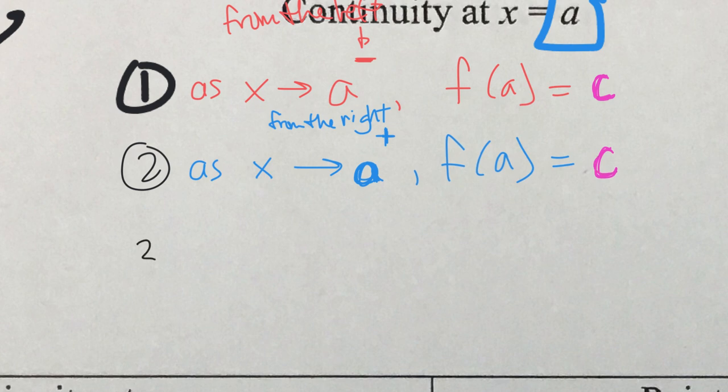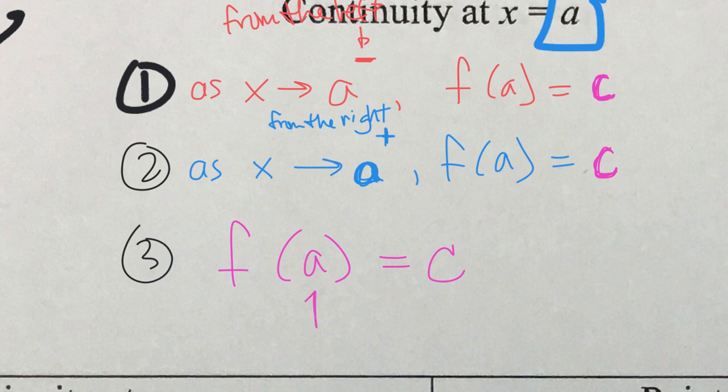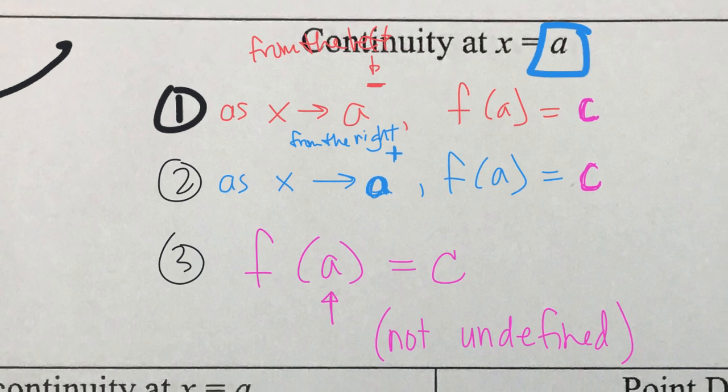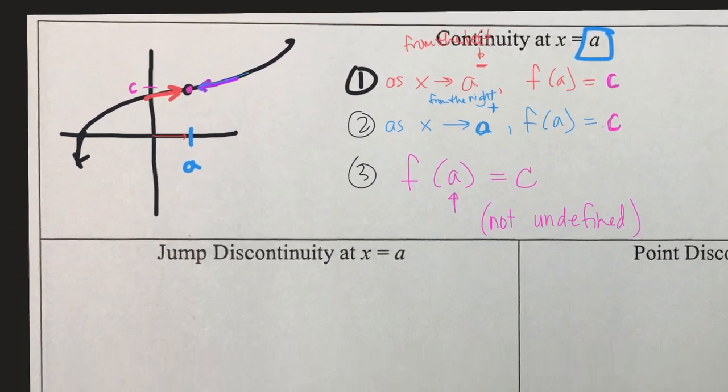And then the third thing we have to show is that exactly at this x value, in other words, it is not undefined or it does not exist. Okay, you have to actually have a y value at that particular x value in order for the graph to be continuous. Okay, it's not an open circle, it's a closed circle. Three things if you want your graph to be continuous at some random x point.